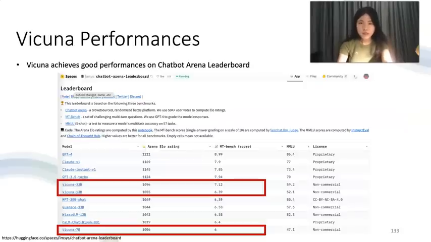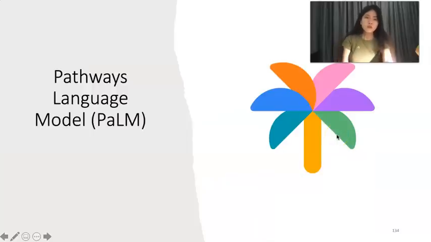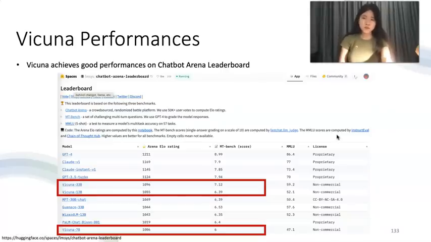And let's again take a look at the chat arena leaderboard. So Vicuna's performance is very good, especially on the Elo rating and the MT-bench. On the MMLU understanding, it's not as good as the other models like GPT-4. Right. So that's for Vicuna.